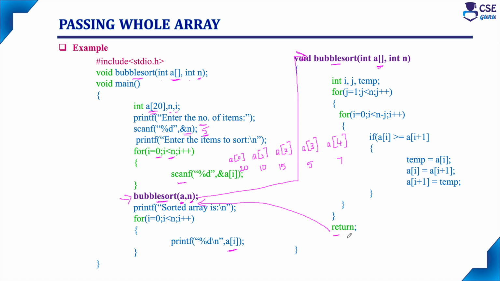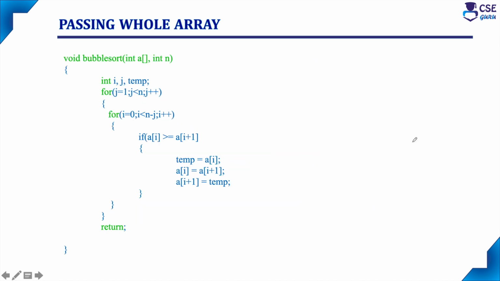Okay. So now we will check the logic of this bubble sort. Here the array elements we have passed are A of 0th location 20, A of 1 10, A of 2 15, A of 3 5, and A of 4th location 7. Okay. So this is the input we have given, and that is passed from the main function to the user defined function. For j equal to 1, j less than n, j plus plus. So the n value we have passed here is 5. Totally 5 elements we have passed, and the array elements are 20, 10, 15, 5, and 7.